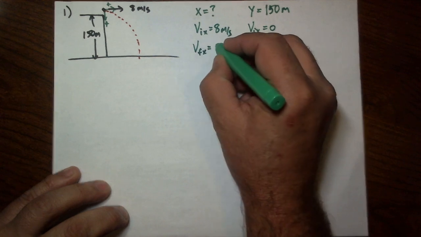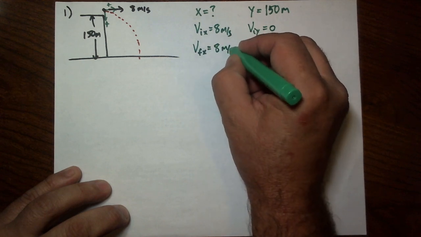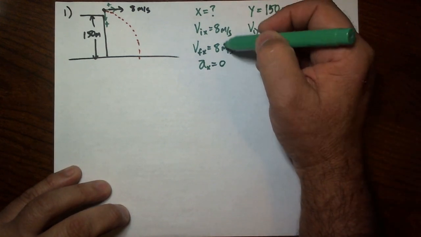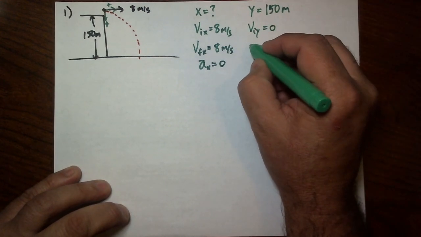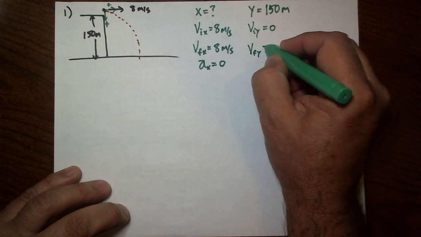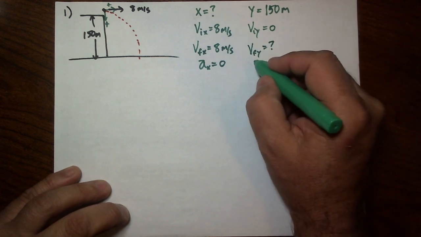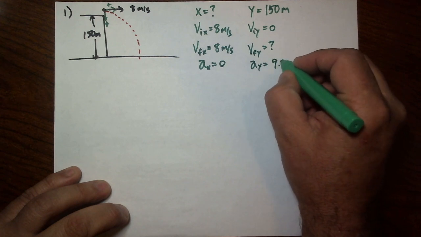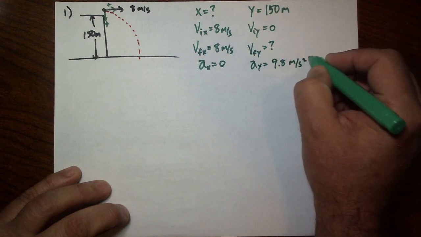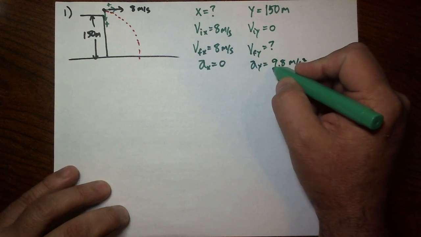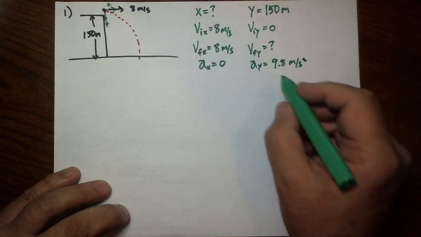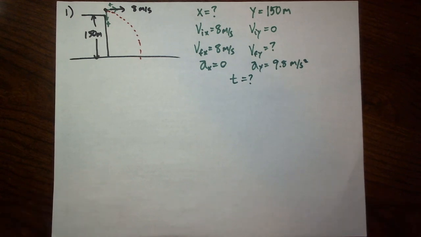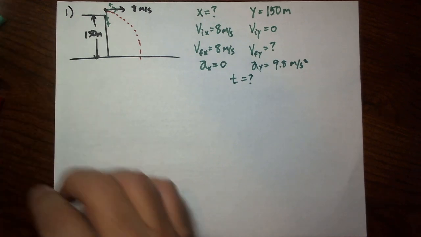Vfx, by dint of our cleverness, is going to be the same. That's because the acceleration in the x direction is 0. This velocity never changes throughout the problem. Vfy is going to be some large number we don't know. And the acceleration in the y direction comes from gravity, so 9.8 meters per second squared. It's going to be a positive because gravity pulls downwards, and I've chosen downwards to be positive. The time for the problem we don't know. So the usual approach to fashion will help us out.